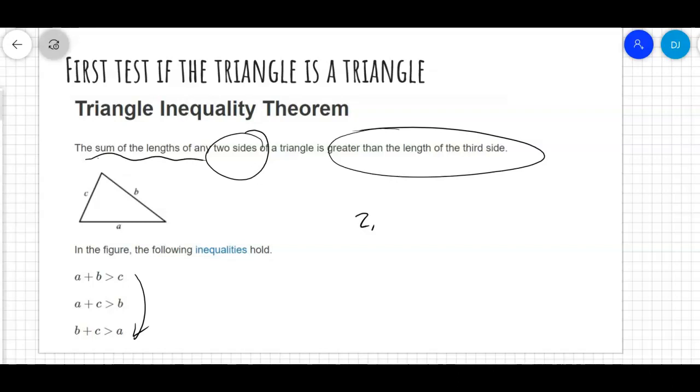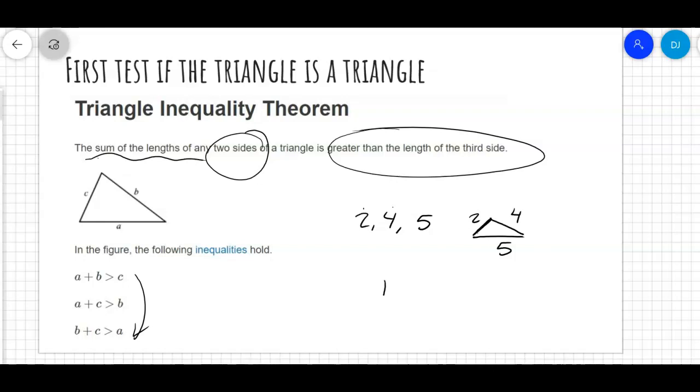So if I were to say, are these three sides going to make a triangle? Let's go with 2, 4, and 5. We'll think about it like a segment. One side is 5, one side is 2, and the other side is 4. Adding those together, 4 plus 2 is 6, and that is greater than 5. So when we actually draw this out, this triangle would work.